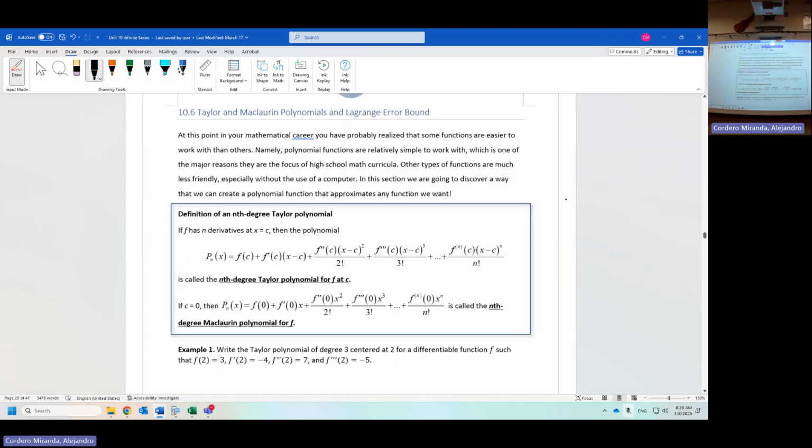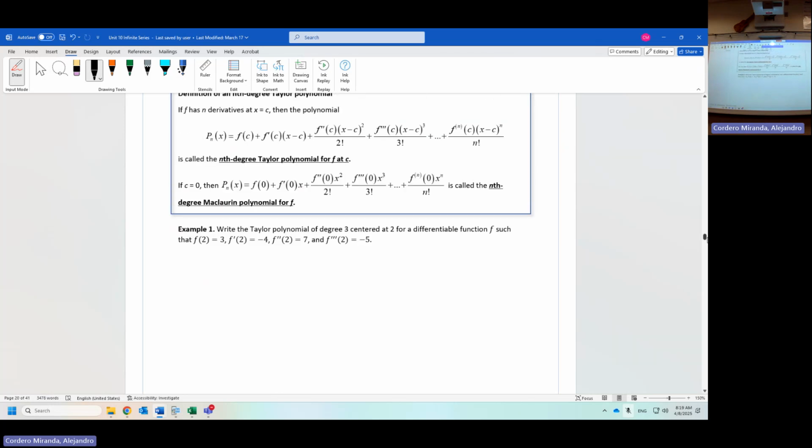Right. This says basically what I was saying before, that some functions are easier to work with than others. In other words, polynomials are way easier than other types of functions. A computer in this section would discover a way to create a polynomial function that approximates any function we want. Yeah, that's what I was saying before. And here is the general way to do it.